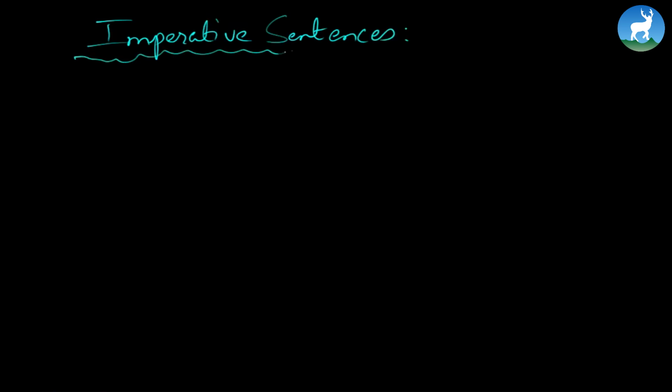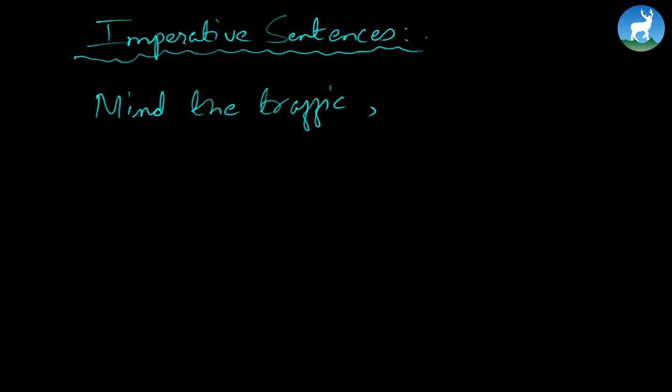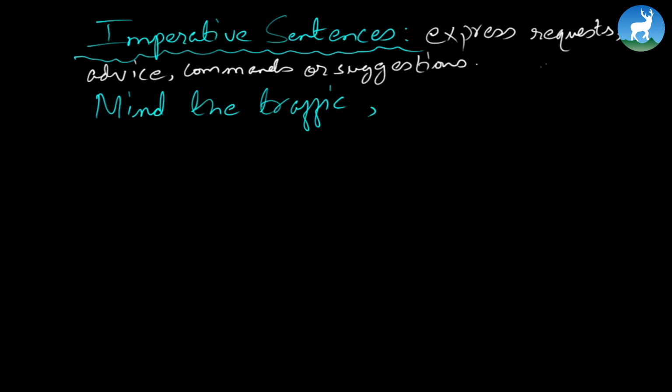However, there's an exception to it. In imperative sentences, that rule does not apply. For example, let's say, mind the traffic. What did the earlier rule say? Now, what are imperative sentences, by the way? What do you understand by imperative sentences? Sentences which express requests, advice, commands, or suggestions, they are what we call imperative sentences. That's why, look at this, mind the traffic. We can consider this to be a suggestion.